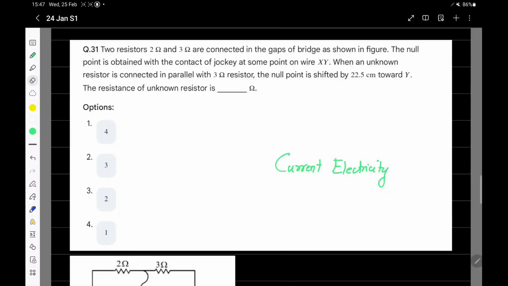Hello students, we are solving a question on current electricity from 24th January shift 1 JEE Mains 2026. It's a question on meter bridge. Let us read the question.